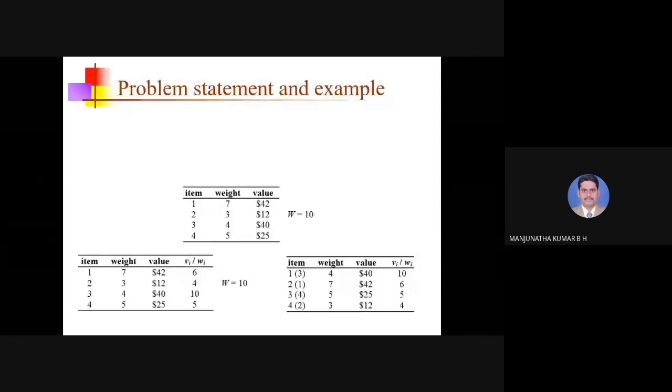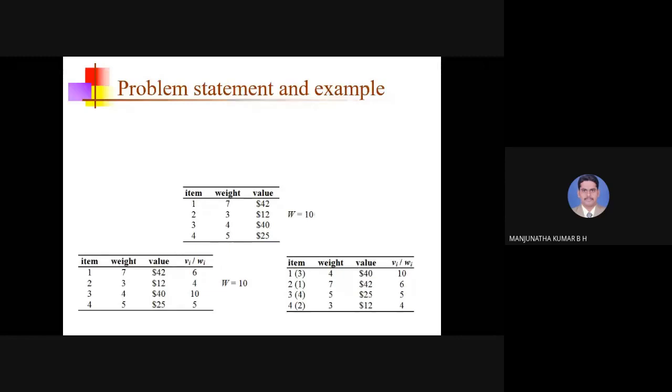What is the first step? As I told you, first you calculate the profit weight ratio of each item. See the second table now. In the second table, for every item, I have calculated the profit weight ratio. It is very simple: vi divided by wi. 42 divided by 7 is 6. 12 divided by 3 is 4. 40 divided by 4 is 10. And 25 divided by 5 is 5.